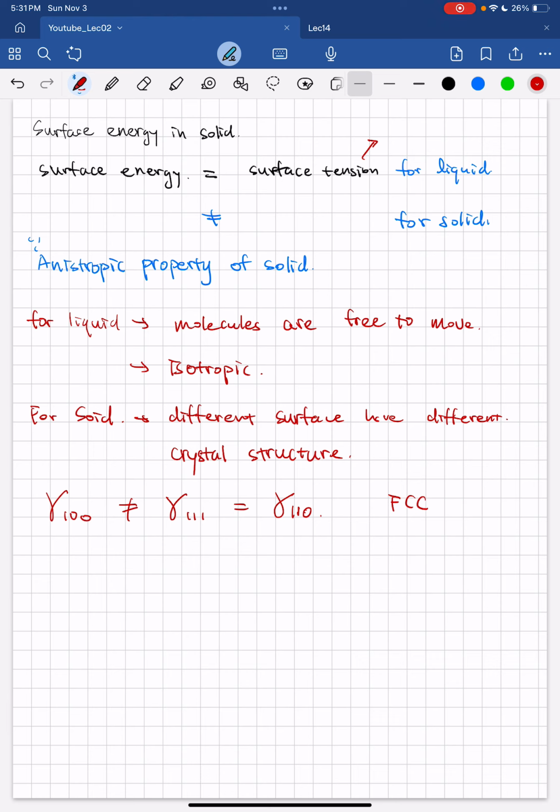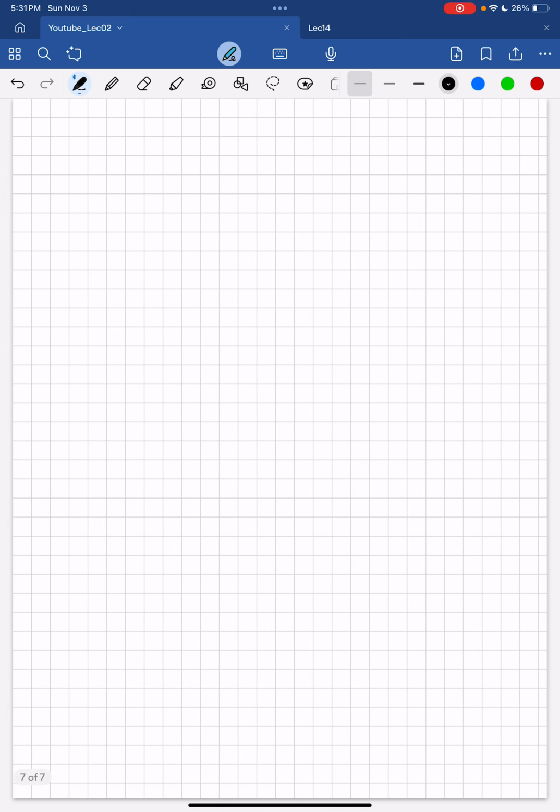Okay? So in solid, this is very important: we only use the term surface energy, which is gamma, and the unit is still Newton per meter. Okay? Now we are going to talk about how to calculate the surface energy for any crystallographic plane, which can be either 100, 111, etc.